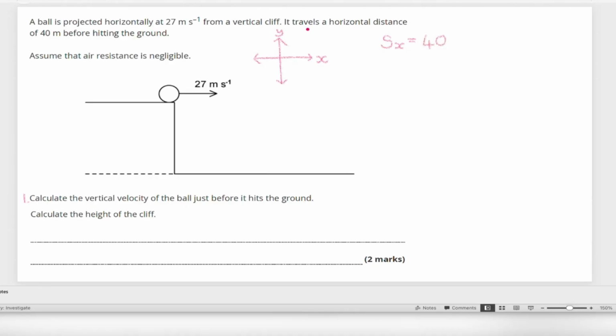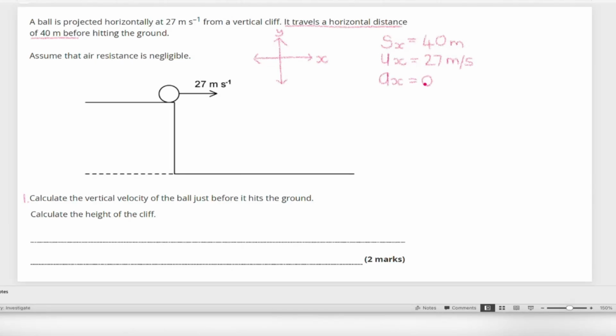Okay, how do we know that? It's given. It travels a horizontal distance of 40 meters before hitting the ground. Then they also give us the initial velocity, the horizontal initial velocity. So I'm going to list this as well. This is 27 meters per second. Then what else do we have? We have the horizontal acceleration. It is equal to 0.